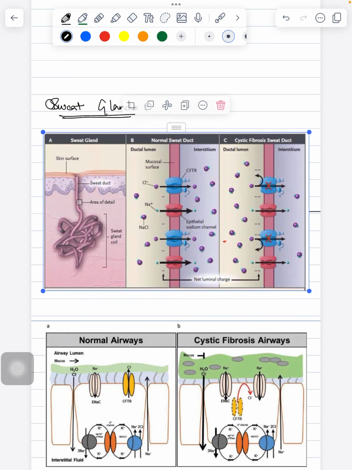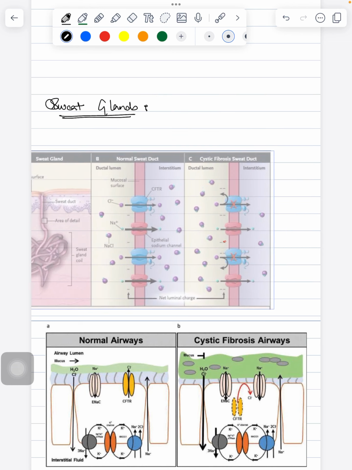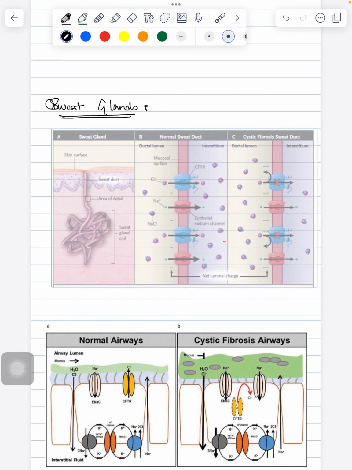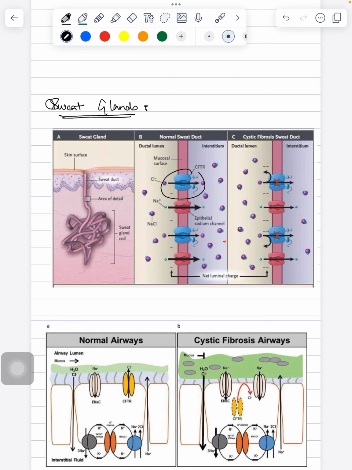Okay, so this is your sweat gland. Here it is mainly acting in your chloride channel, the CFTR protein. Normally this is the lumen and this is your interstitial surface. Normally the chloride and the sodium will come from the lumen into your interstitium.